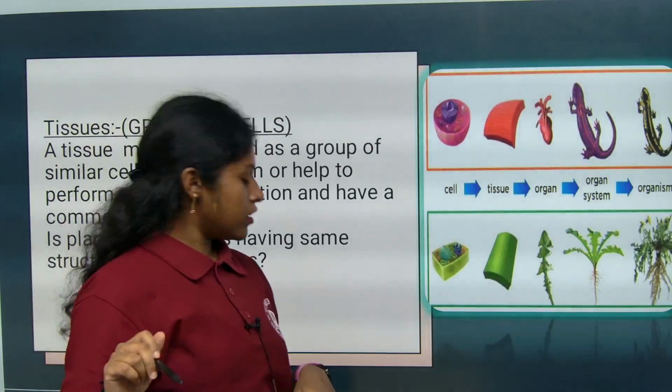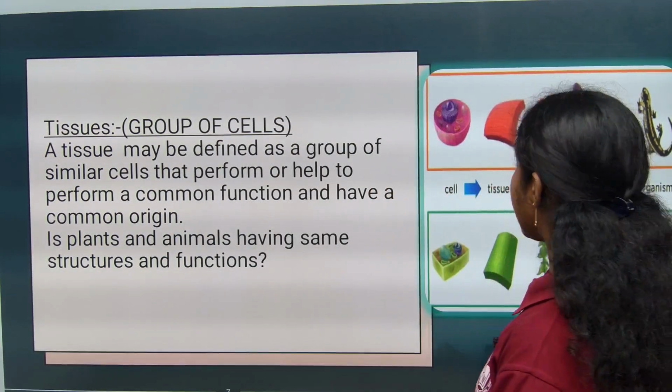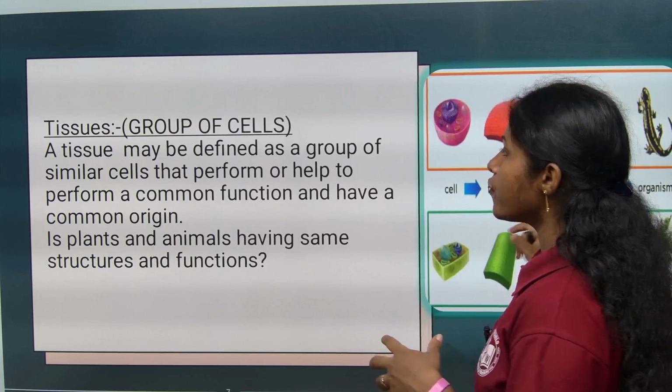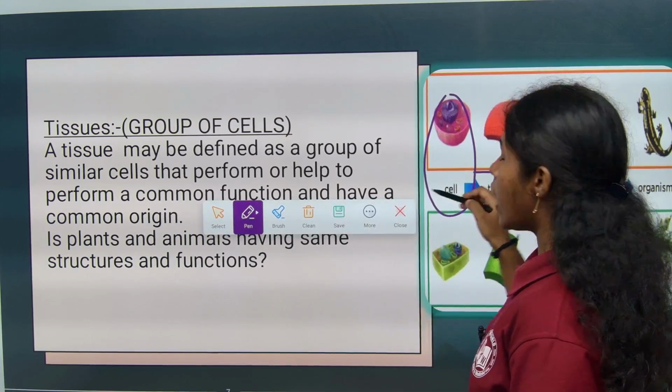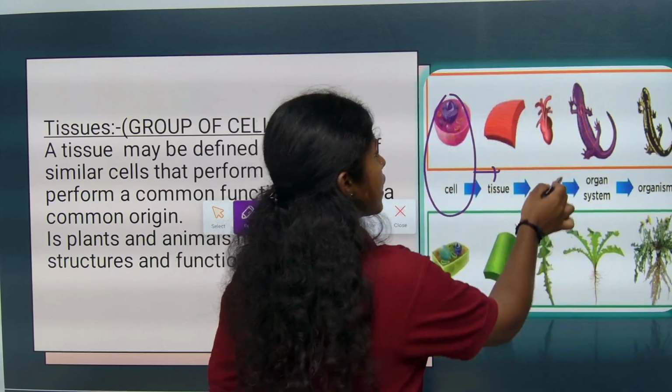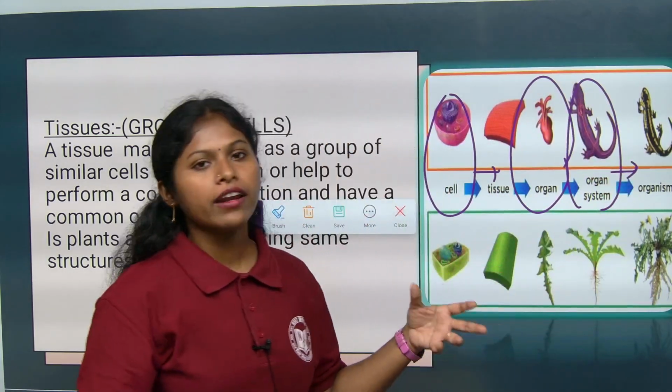If they ask for a one-word answer for tissues, you can directly write like this. Tissue is a group of cells, right? The group of cells makes the tissue, and tissue makes the organ, and organ makes the organ system, and that makes up an organism.